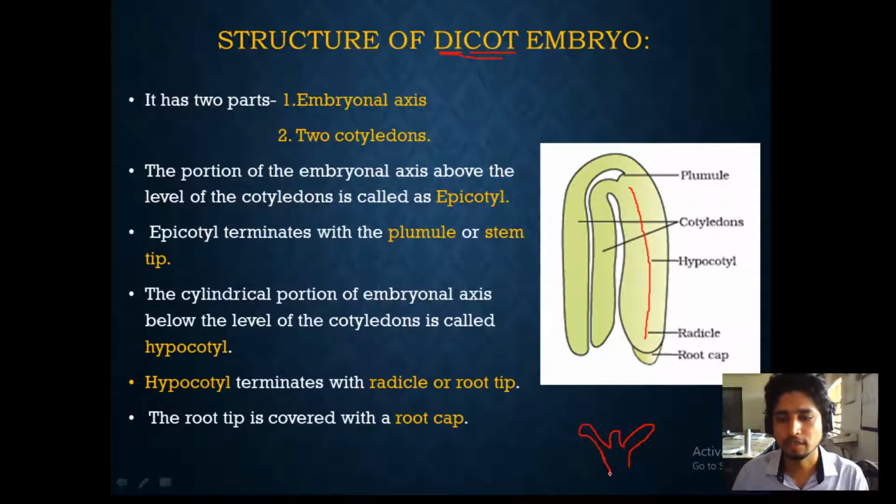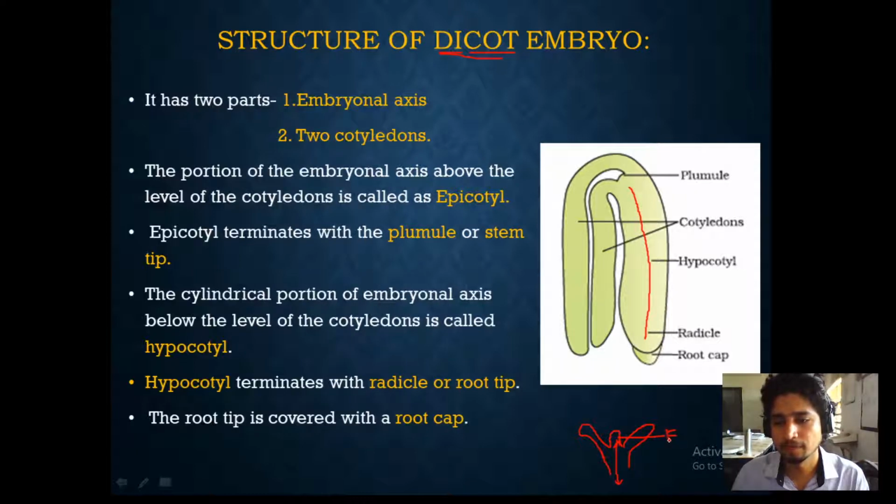Cotyle is referring to cotyledon. So this is the embryonal axis, and from this embryonal axis the two cotyledons are arising. The embryonal axis above the attachment of these cotyledons is called the epicotyle. So this portion is called the epicotyle.